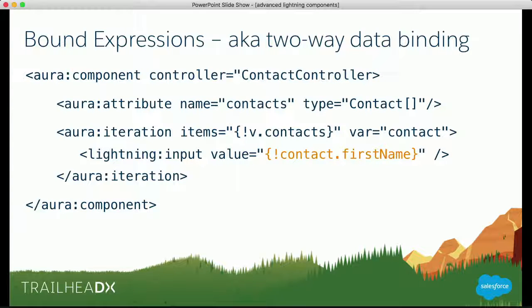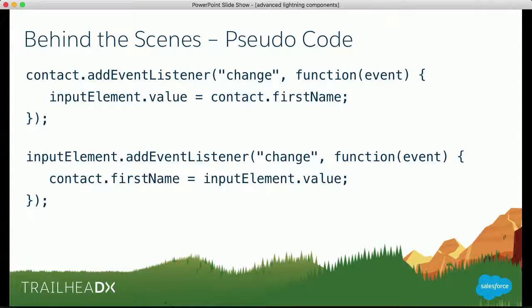Because behind the scenes, and this is pseudocode, for every single bound expression that you declare, we need to set up two event listeners. We need to set up at the top an event listener on the model, on the contact object, and say, hey, when the contact changes, automatically set that new value in the input field. And we need to set up a second event listener that says, hey, if the user changes the value in the input field, we need to update the model. So that is exactly what we need to do behind the scenes.